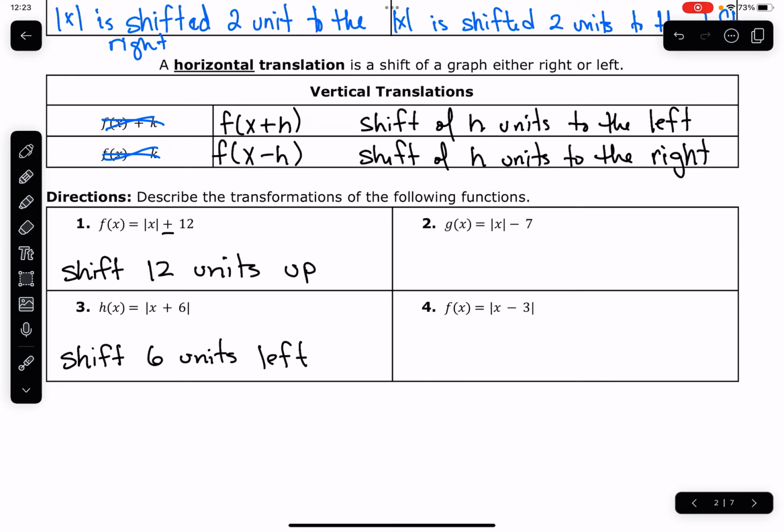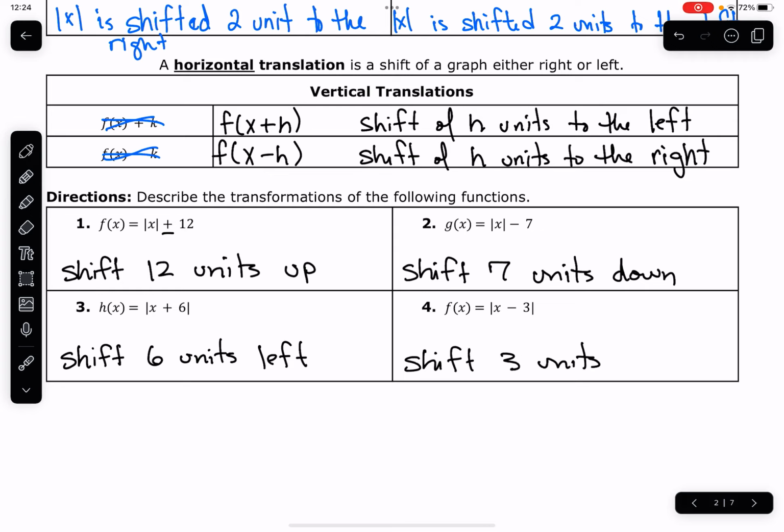And now let's look at the minus. Well, the minus on the outside, subtracting from the absolute value of x by 7, is going to shift this thing 7 units down. But subtracting on the inside is going to result in a horizontal shift of 3 units, but in the positive direction, which is going to be to the right, the opposite. Opposite of subtracting 3 would be adding 3, so you shift 3 units to the right.